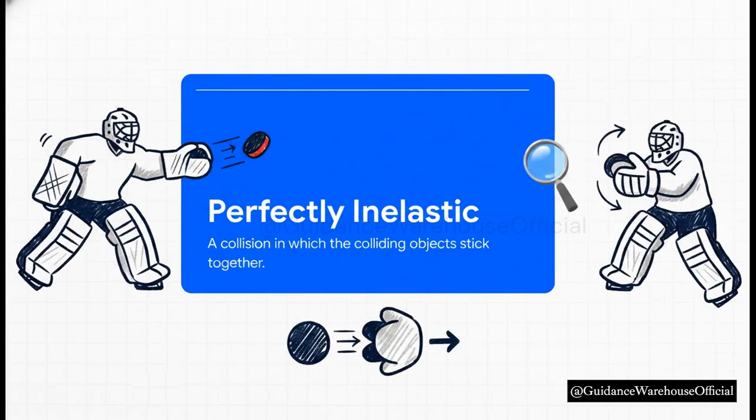But our goalie catching the puck represents a very special extreme version of this. It's a perfectly inelastic collision, which simply means the colliding objects stick together. The puck and the glove become a single moving unit. We call it perfectly inelastic because sticking together drops that internal kinetic energy down to the absolute minimum it can possibly have while still conserving momentum.